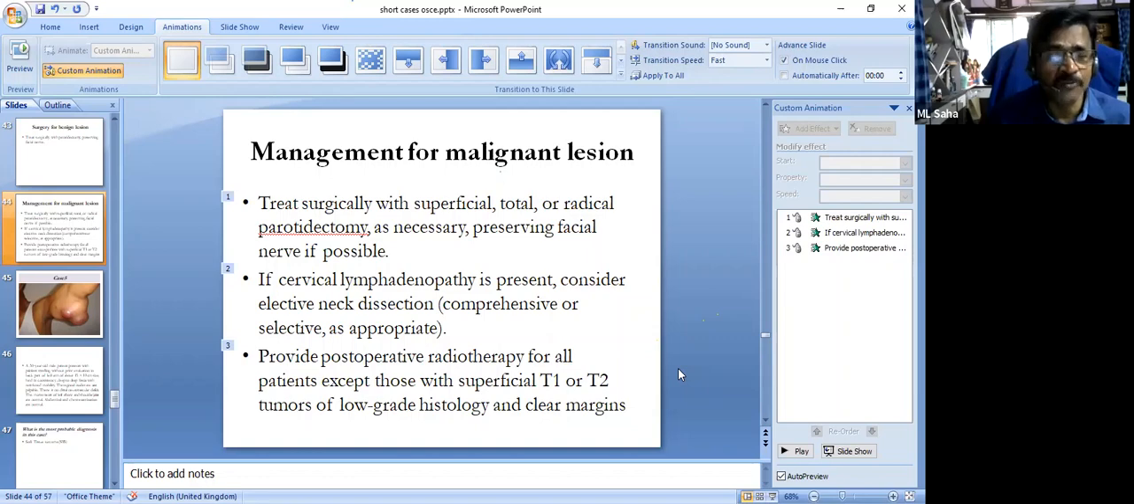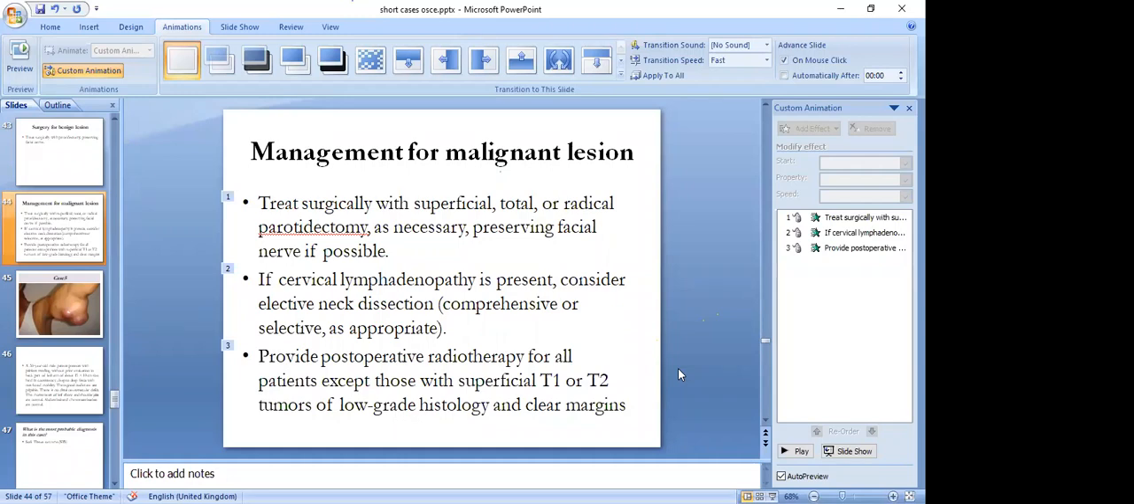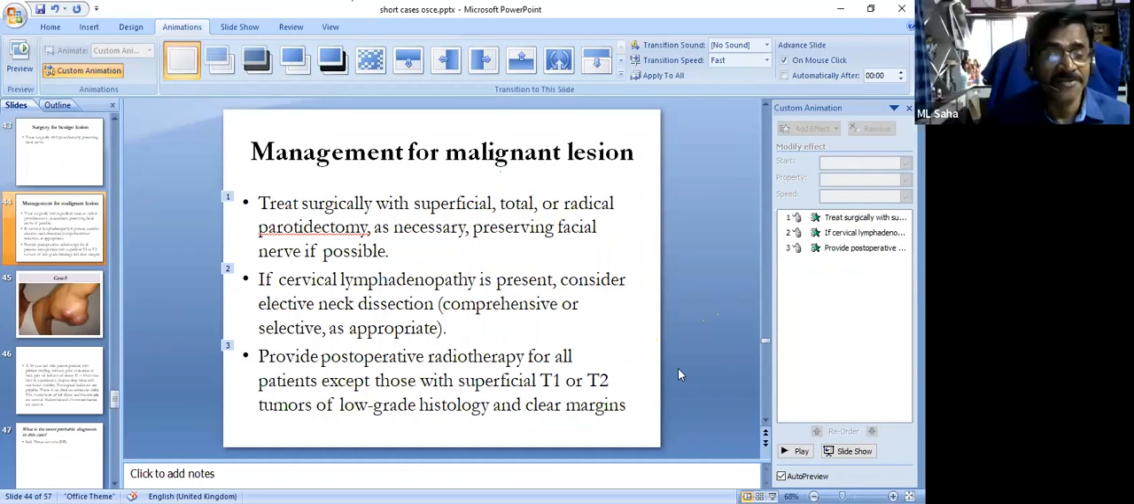Otherwise, we have to go for radiotherapy. Which histology has the worst prognosis for malignant parotid? Sir, high-grade mucoepidermoid carcinoma. Adenoid cystic carcinoma. Adenoid cystic, sir. Yes.